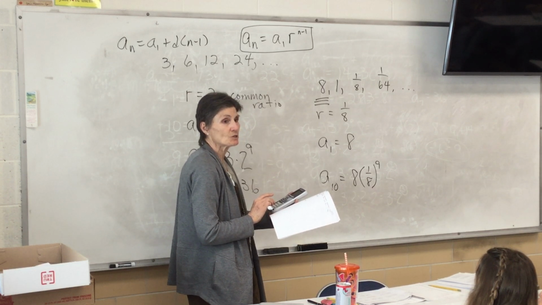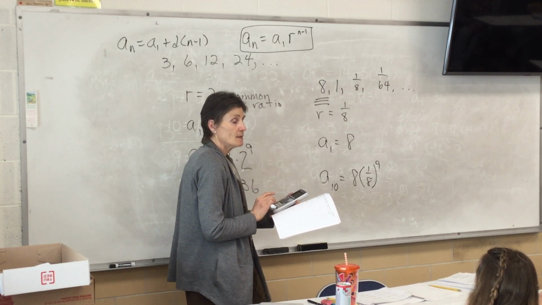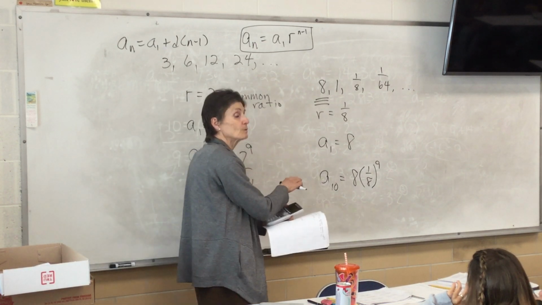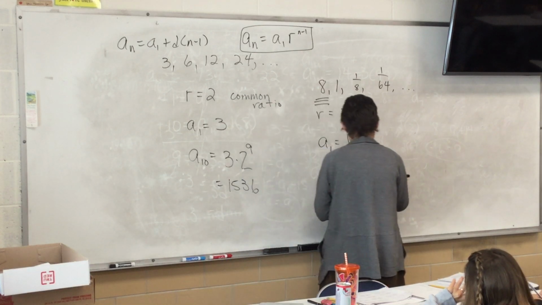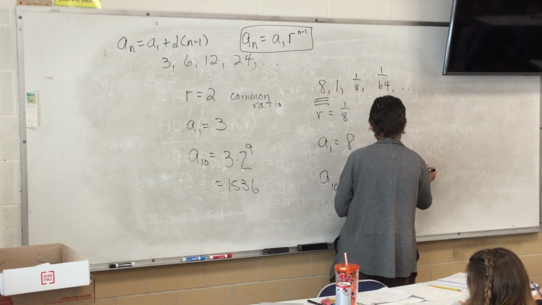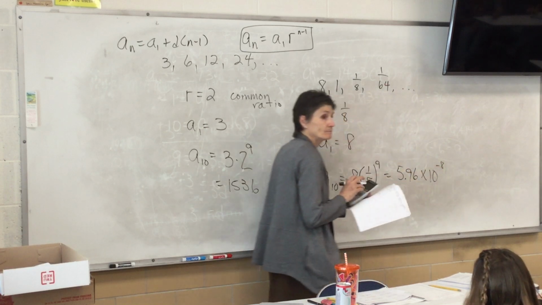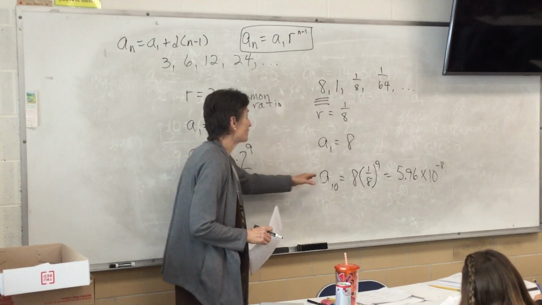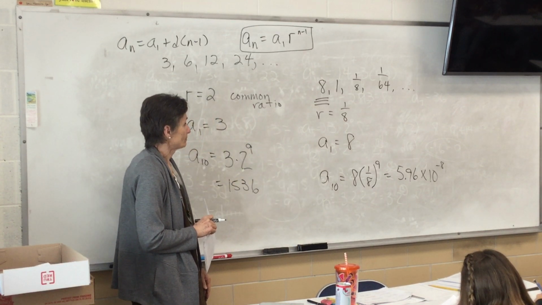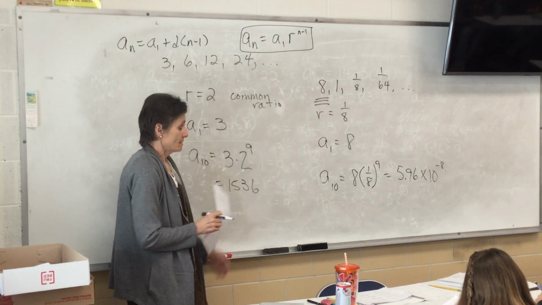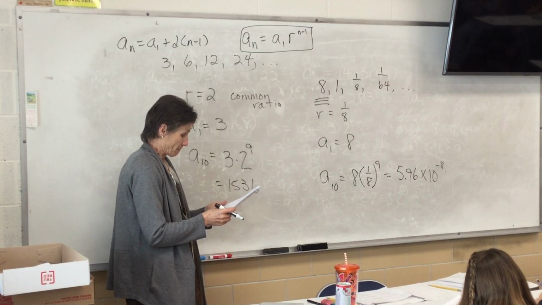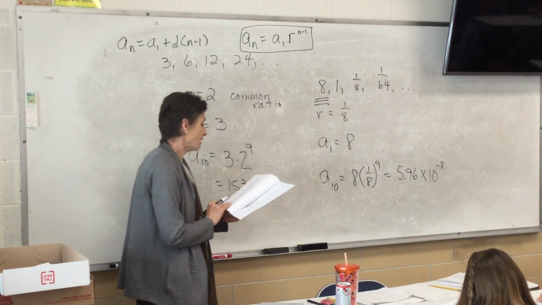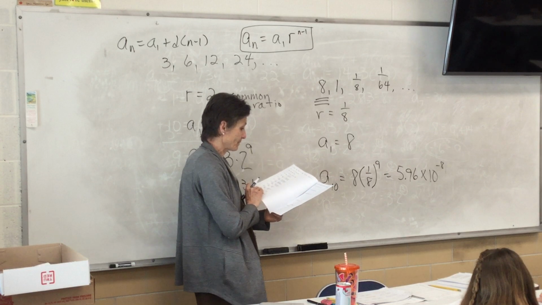Oh, I got scientific notation, did you? Geometric sequences get really big or really small really fast. So I got 5.96 times 10 to the negative 8. That's really small, you guys. And that's only the 10th term. I'm going to talk a little bit more about that in a little bit. All right, would you try C? See how far you can get with problem C.